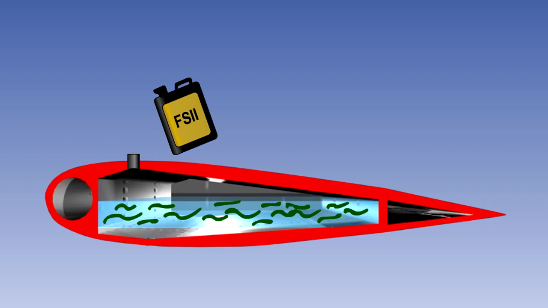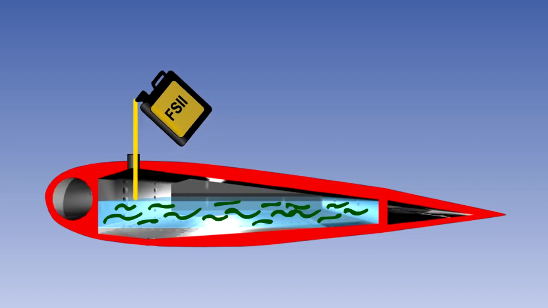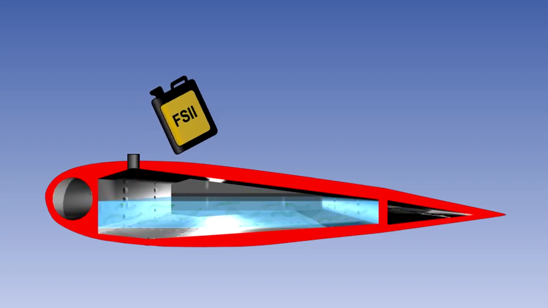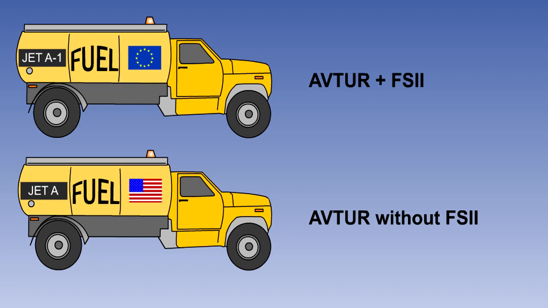The inclusion of a fuel system icing inhibitor, or FSII, in the fuel will help to overcome these problems. The inhibitor in common use inhibits the ability of the water in the fuel to freeze and acts as a pesticide which retards the growth of the fungus in the fuel. Jet A1 has FSII, but Jet A does not.